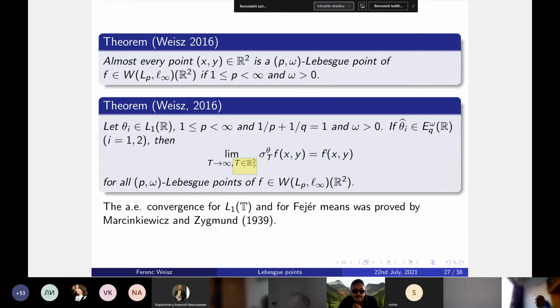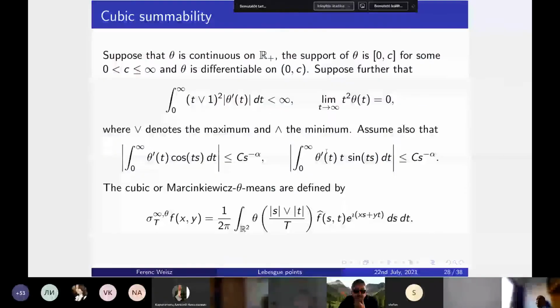This was the third generalization. Let us turn to the fourth generalization, to the cubic summability. Then q is equal to infinity. So this is the infinity norm of the vector T. Instead of the Hardy spaces, here I use another concept. I suppose that theta is a differentiable function. And moreover, I suppose three or four technical conditions. Here alpha is a positive real number. I will use it later.